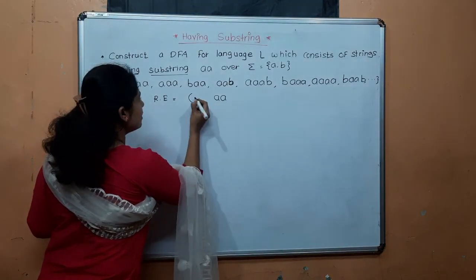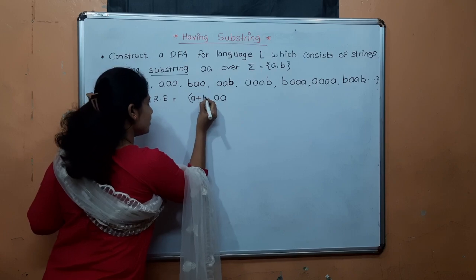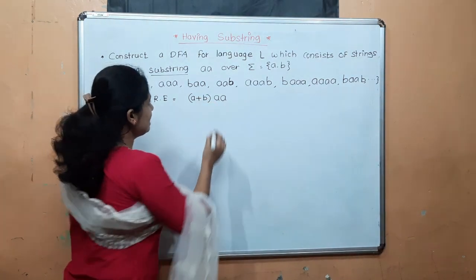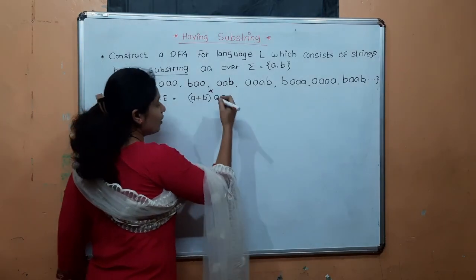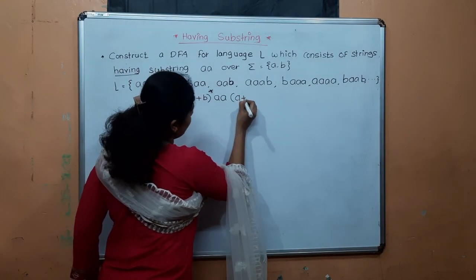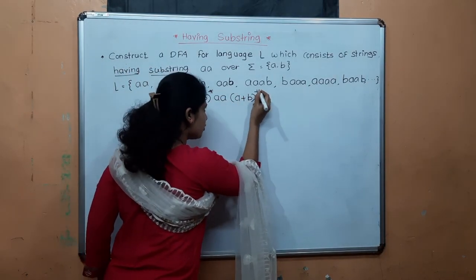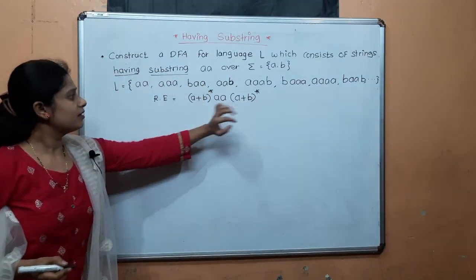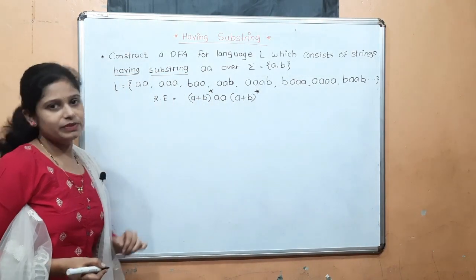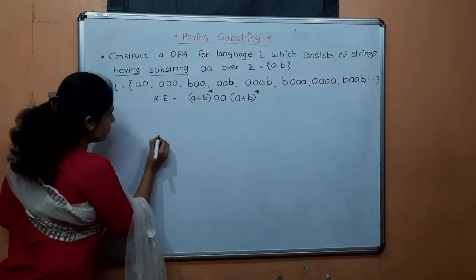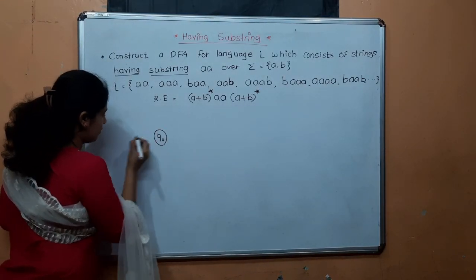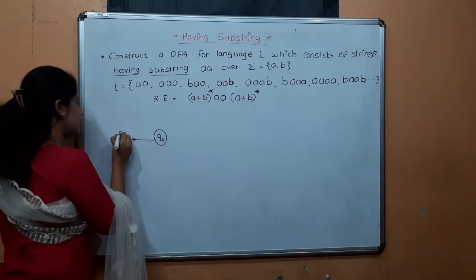That's why here we can write: it can start with either A or B, so zero or more occurrences of (A plus B), then AA, and it ends with either A or B, so zero or more occurrences of (A plus B). Okay, now we draw the transition diagram. See here, this is the initial state, that is start.